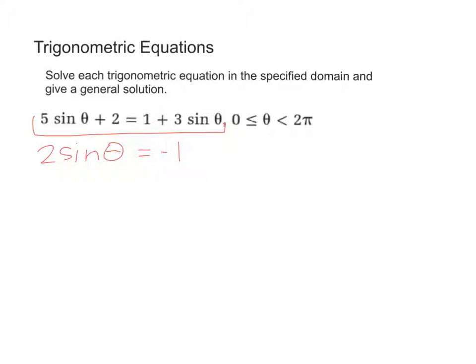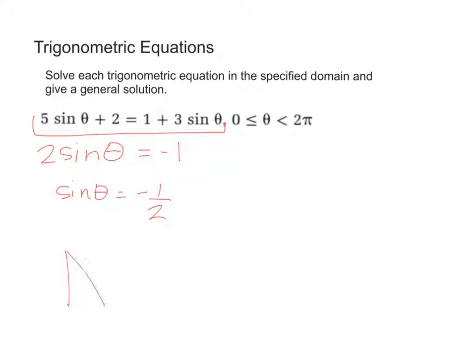So combine like terms and then isolate the trig function. So I want to get the sine theta by itself. I need to divide both sides by 2, and I'll have sine theta equals -1/2. Now it's just like what we were looking at before. We need to go to the special triangle to figure out the reference angle for this one.